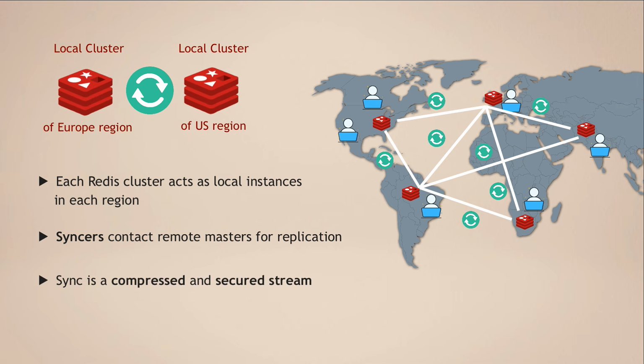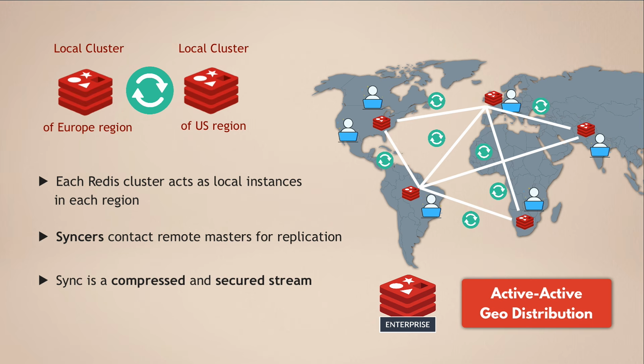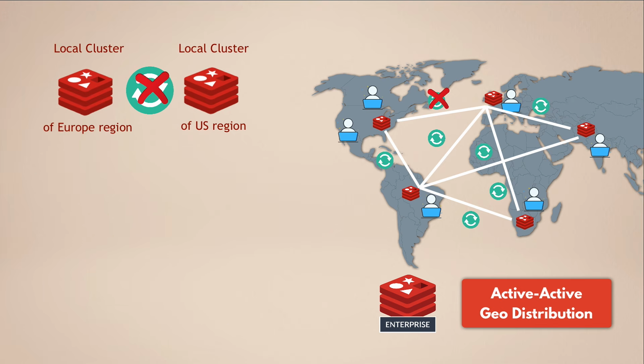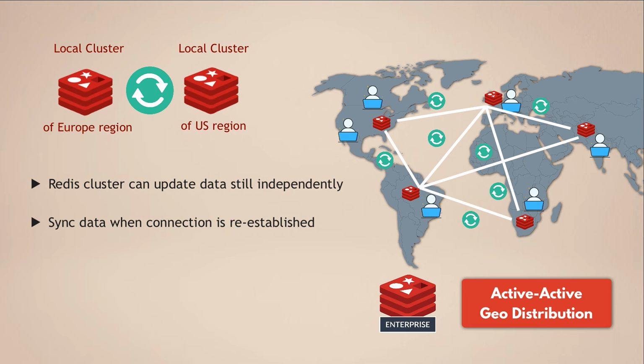This is a feature available in Redis Enterprise and is called active-active deployment because you have multiple active databases in different locations. So with this setup, we'll have lower latency for the users. And even if the Redis database in one region completely goes down, the other regions will be unaffected. And if the connection or syncing between the regions breaks for a short time because of some network problem, for example, the Redis clusters in these regions can update the data independently, and once connection is reestablished, they can sync up those changes again.